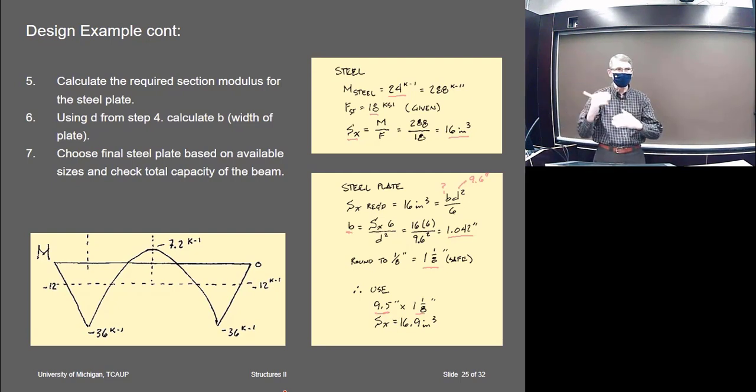So I could even reduce it a little bit. And that'll give me a section modulus of 16.9, and I only needed 16. So the steel, I can do it with a steel plate then, that's 9.5 by 1 1/8. So we found the steel plate, and that then is compatible with the wood.